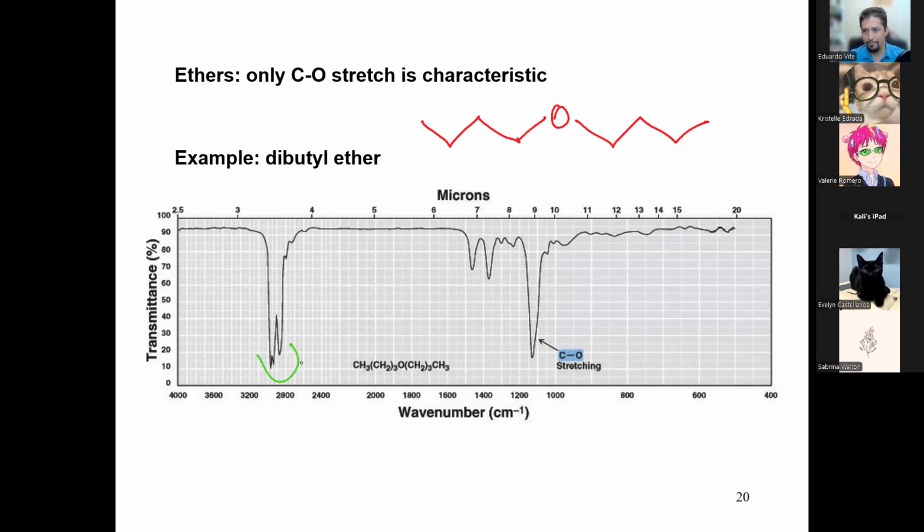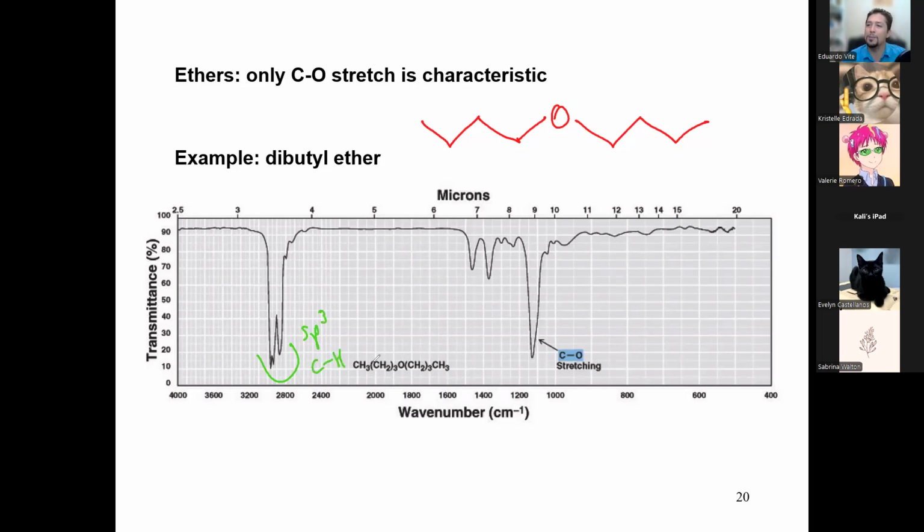What are these signals here? Yep. But be specific. When you say alkyl, what kind of alkyl? Alkane, alkene, alkyne? And look at the structure too, right? Again, you're not going into this blind. Look at your structure and use that information to justify your signals, right? It's an alkane because dibutyl ether is only sp3 single bonds. There's no double bonds, there's no triple bonds. So these are your sp3 CH stretches.